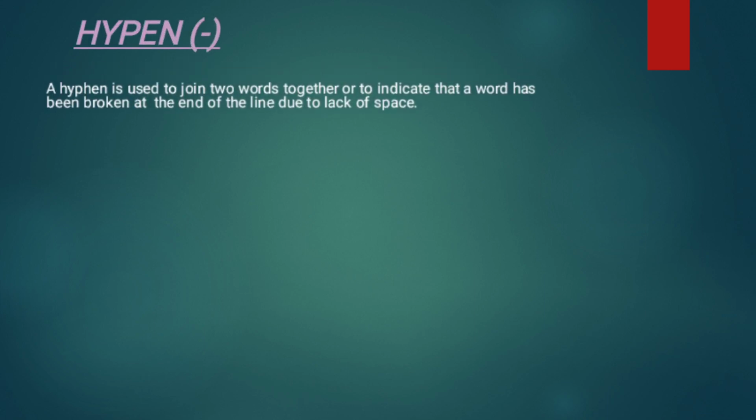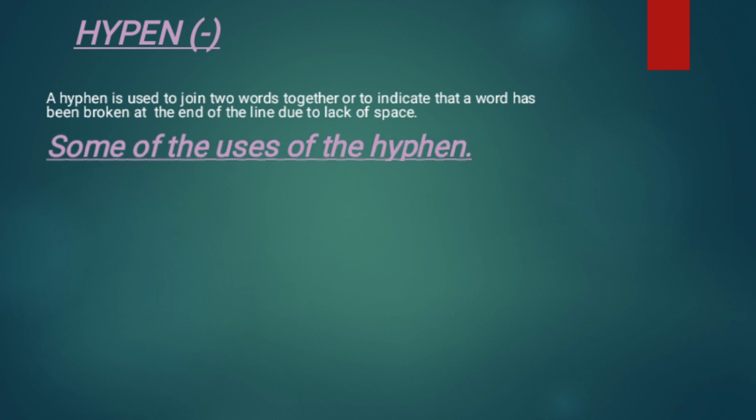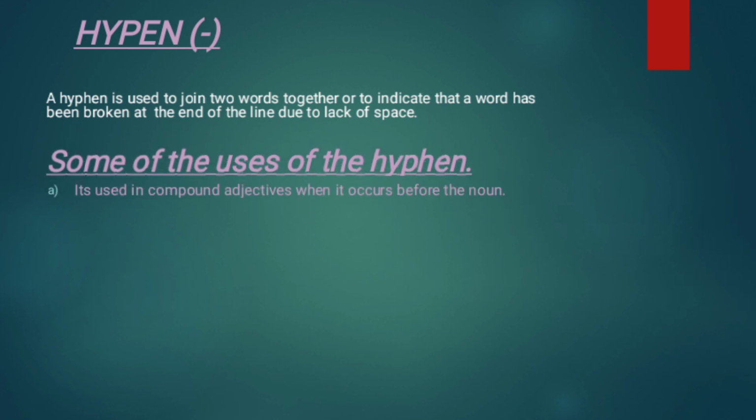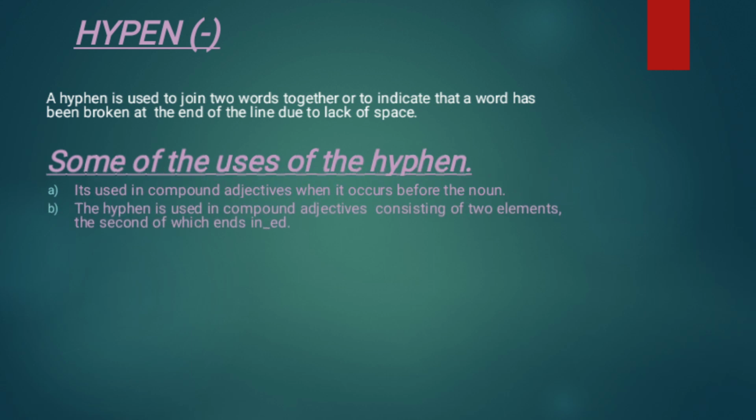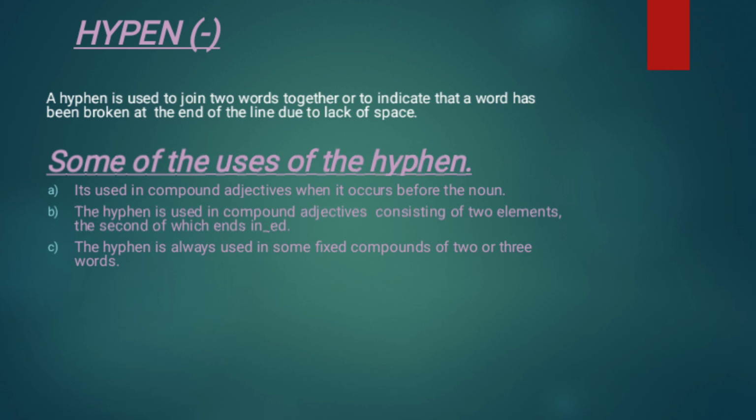Hyphen. A hyphen is used to join two words together or to indicate that a word has been broken at the end of the line due to lack of space. Some of the uses of hyphen. It is used in compound adjectives when they occur before the noun. Then the hyphen is used in compound adjectives consisting of two elements, the second of which ends in ed. The hyphen is always used in some compounds of two or three words.